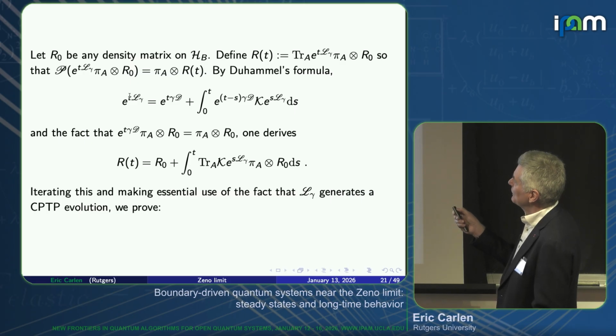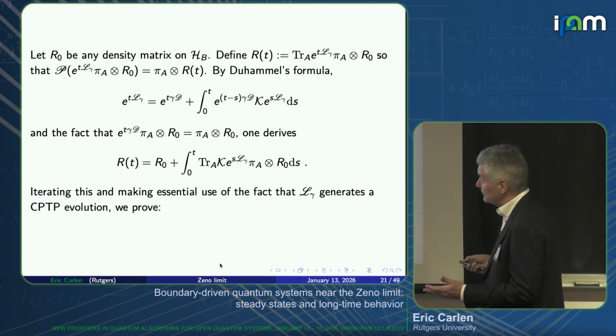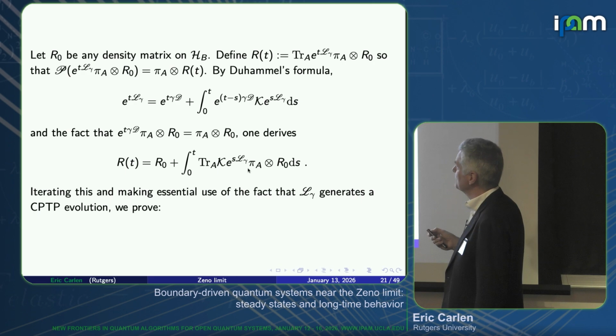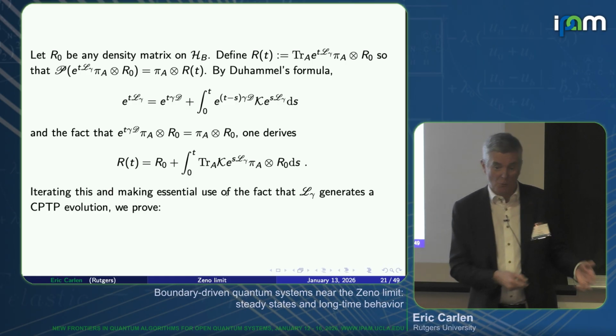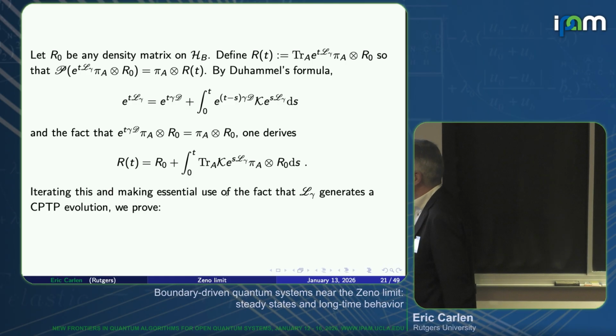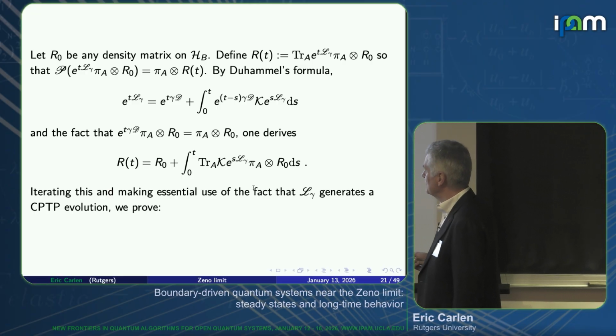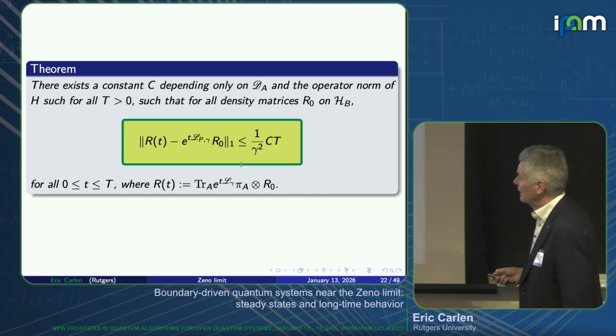And so now you can relate R of T to this, and now you can iterate. This is the starting point of like a Dyson expansion, if you wanted to put it in physical terms. What we'll make use of is that we don't know much about this term over here, but since this is CPTP, and this is a density matrix, this term has norm 1, and so if you control things in the iteration, you can get very precise control of that. But they were making essential use of the fact that this thing, whatever it is, generates a CPT evolution, okay?